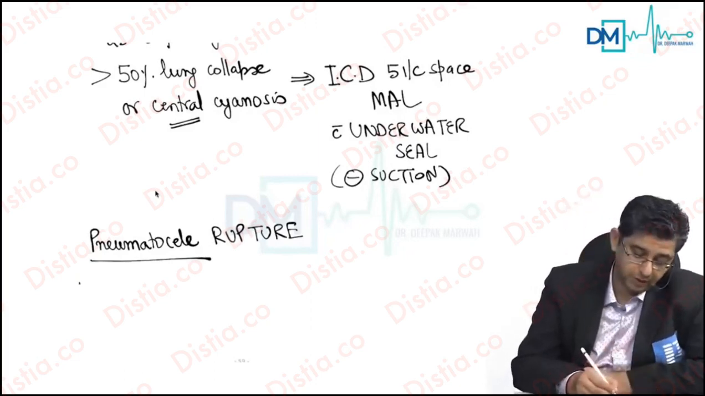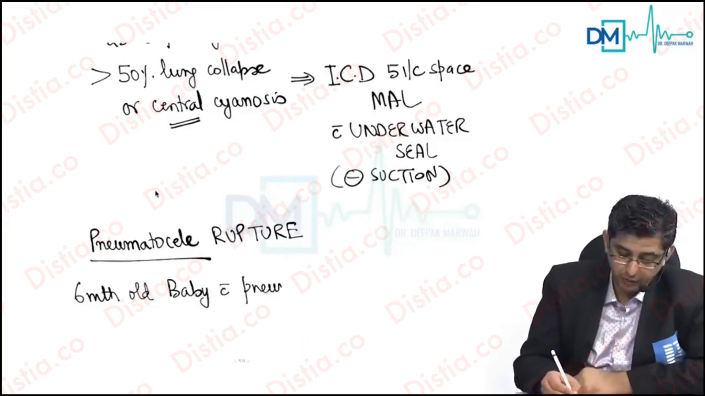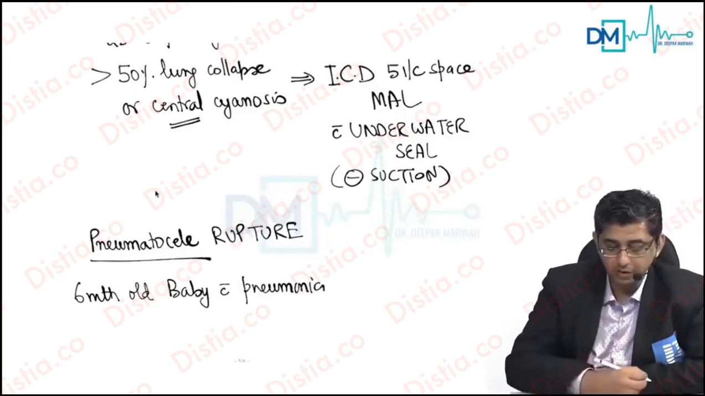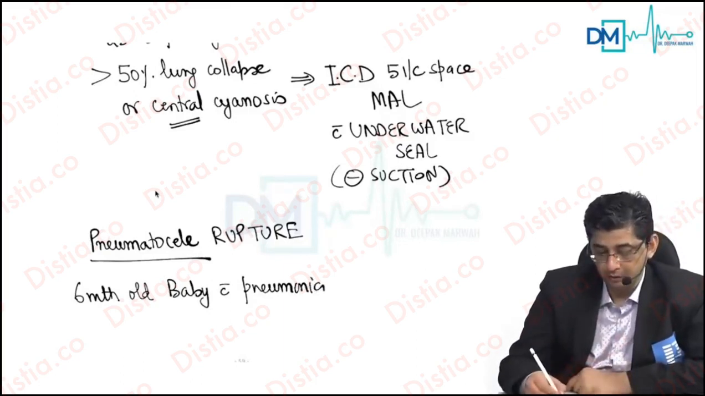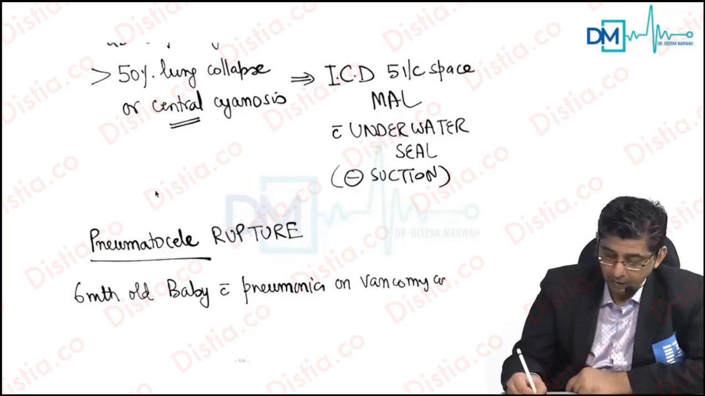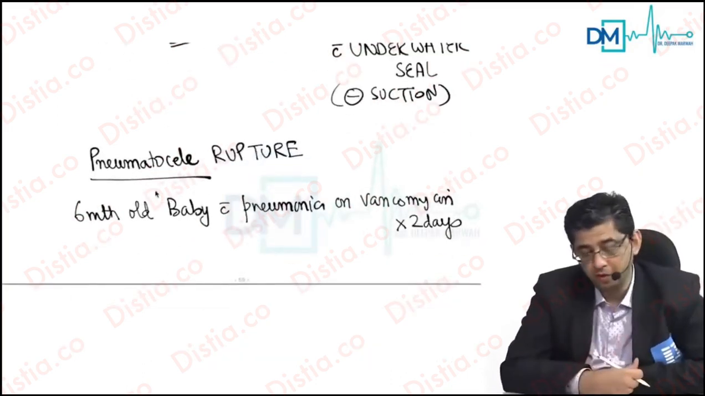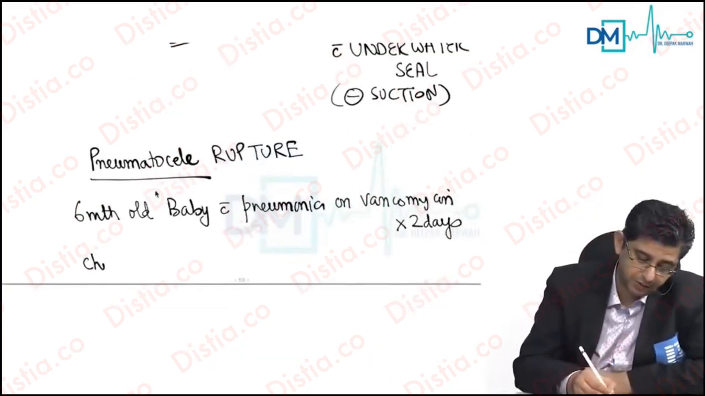You see, the question had described a 6-month-old baby with pneumonia. And the question mentioned that the 6-month-old baby with pneumonia is on vancomycin. So it did not say Staph aureus, but it said a 6-month-old baby with pneumonia is on vancomycin for the past 2 days. The question also mentioned that the child was improving and responding to treatment, and the mother had given a feed to the baby half an hour back. So the child is taking feeds.